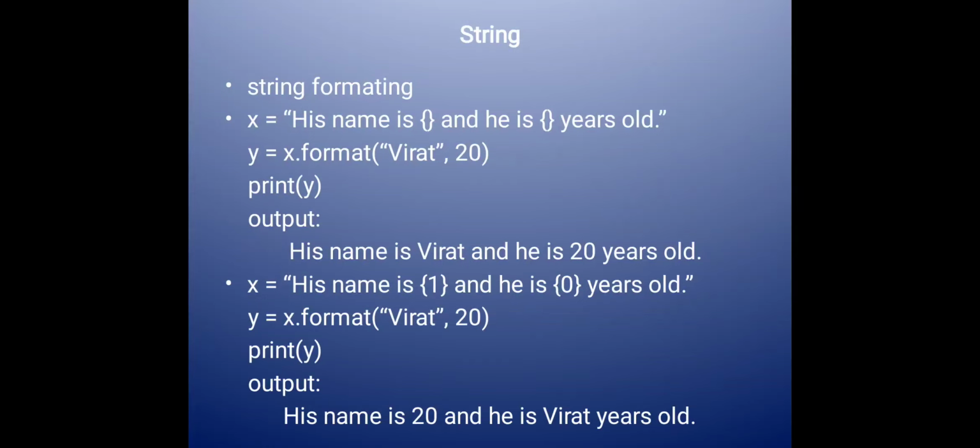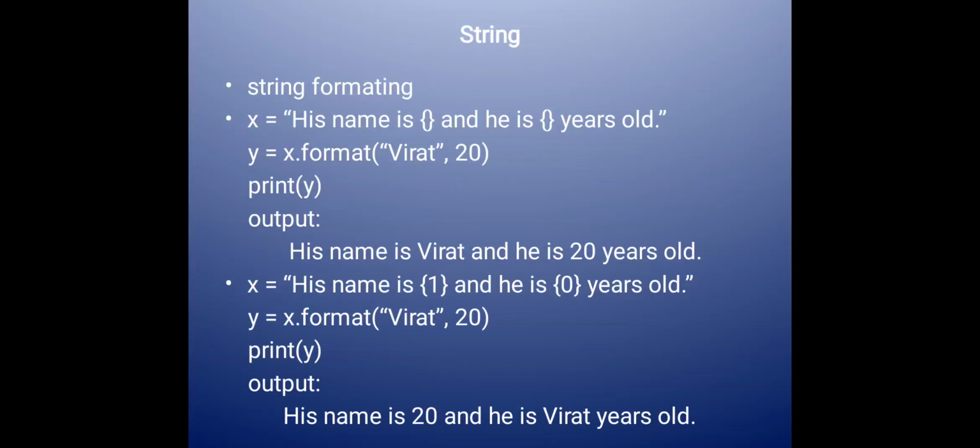That means the string called Virat has gone to the first placeholder and the value 20 goes to the second placeholder. That is what happened here. So we can do the formatting by using indexing also. That means in the second example, I have added indexing to those placeholders.